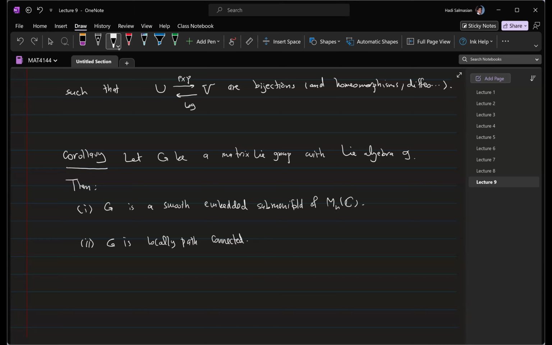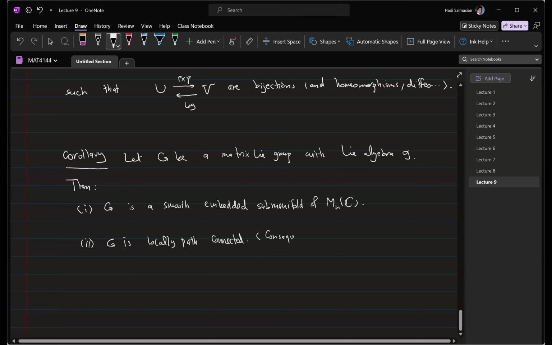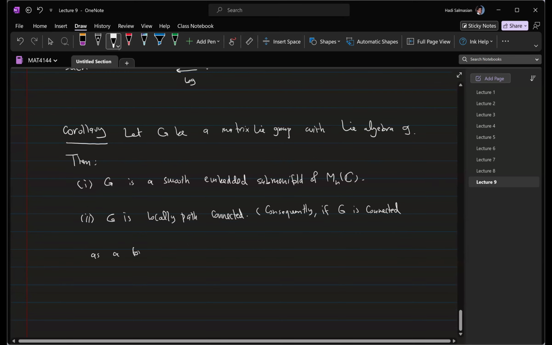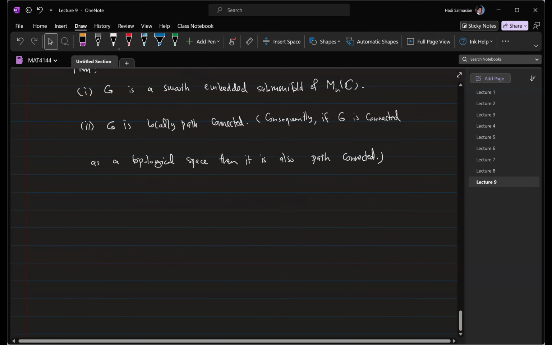Or rather, consequently, if G is connected as a topological space, it's also path connected. Every path connected space is connected. That's the easier side. The other side is not true. A connected space doesn't have to be path connected. There are these counterexamples. Does anybody remember a counterexample? A space that's connected but not path connected. There's the standard example coming from sine of 1 over x, this kind of space.